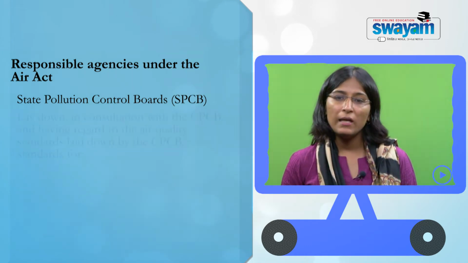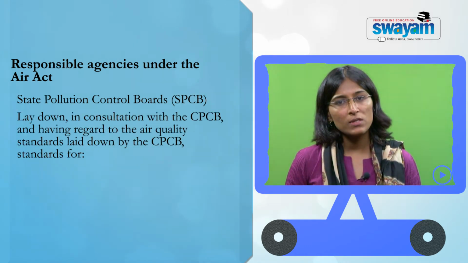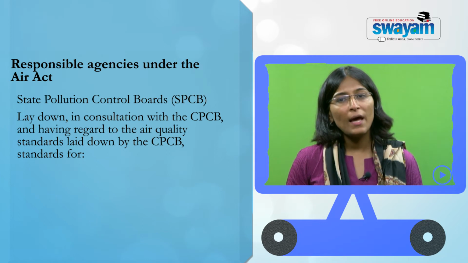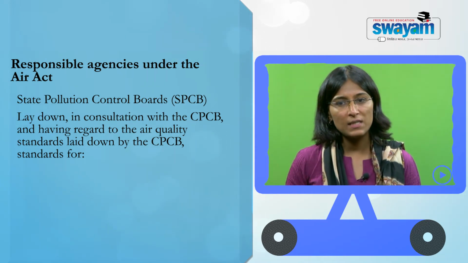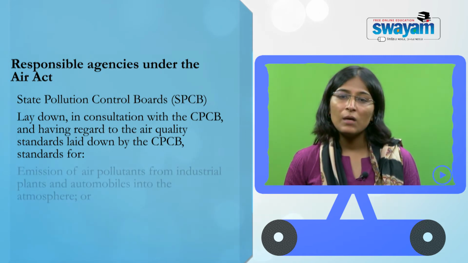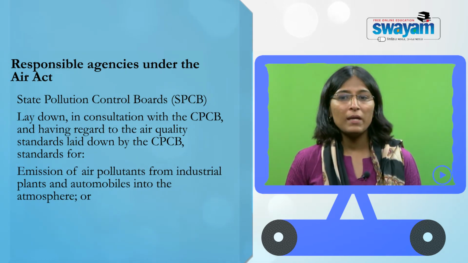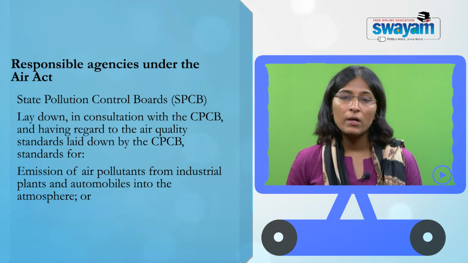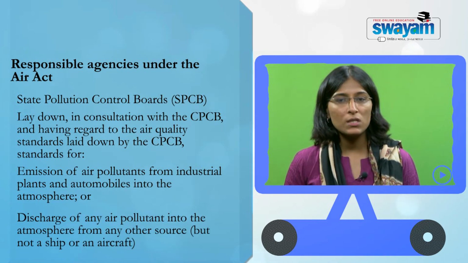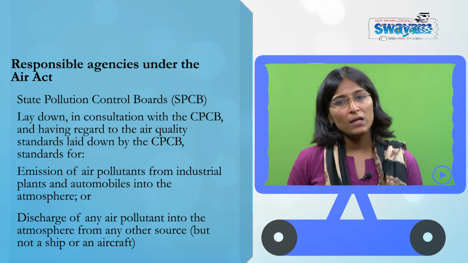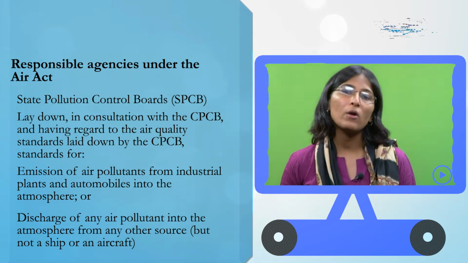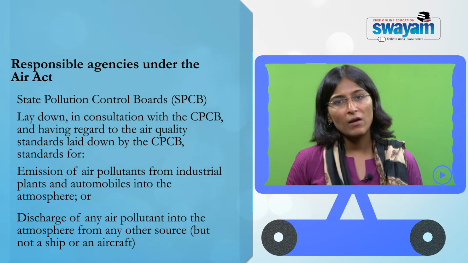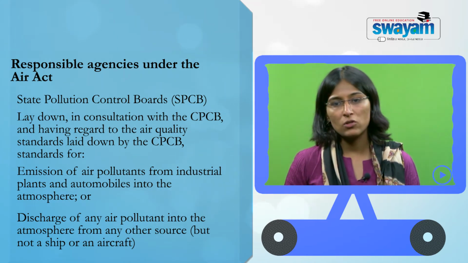These include laying down, in consultation with the Central Pollution Control Board and having regard to the air quality standards laid down by the CPCB, standards for emission of air pollutants from industrial plants and automobiles into the atmosphere, or discharge of any air pollutant into the atmosphere from any other source which is not a ship or an aircraft, because ships and aircrafts are dealt with under separate laws.